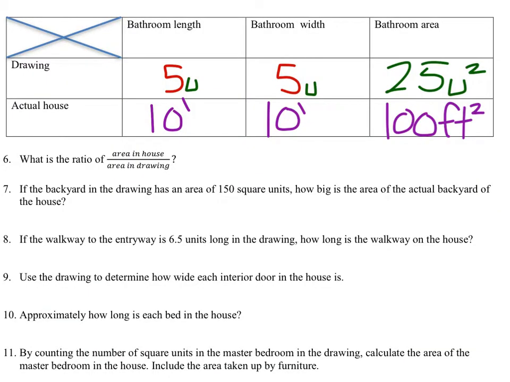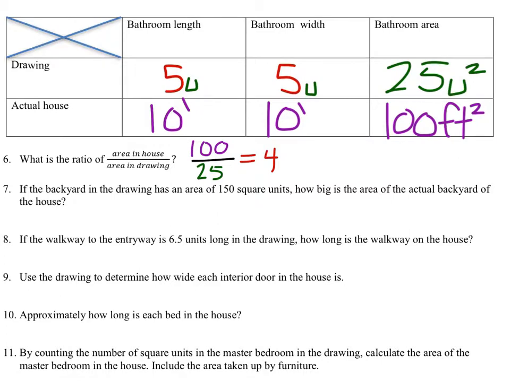What is the ratio of area in the house divided by area in the drawings? We should know that already. For example, this area, the area in the house was actually 100 square feet. And we're dividing that by the area in the drawings, which was 25. And when we divided these, we get 4.